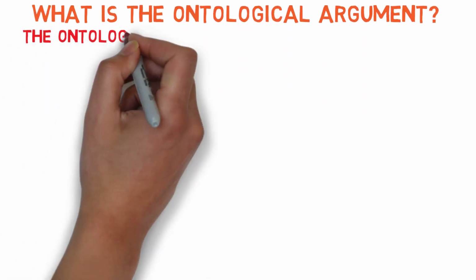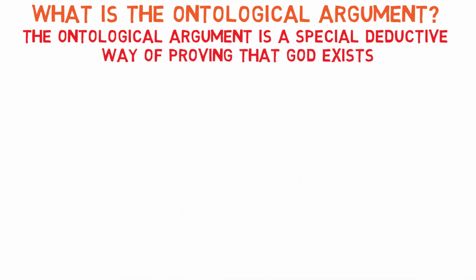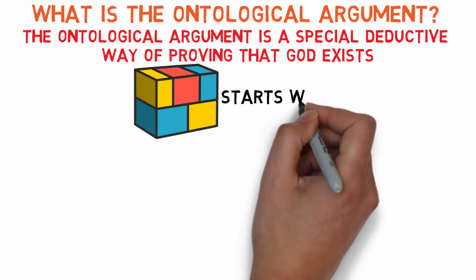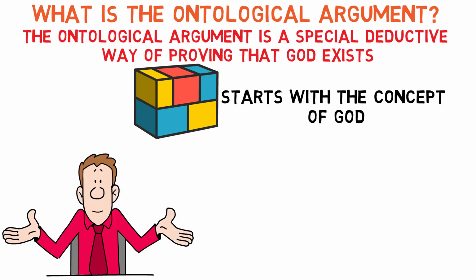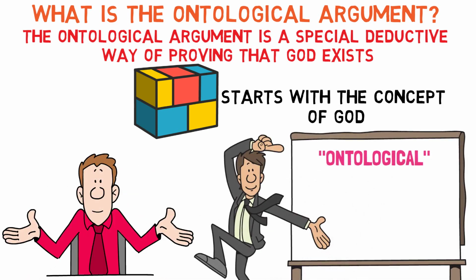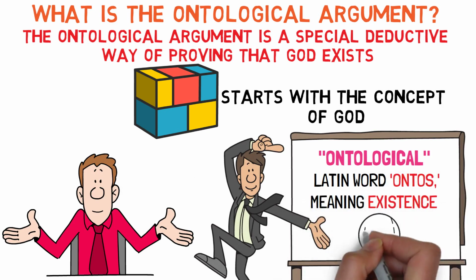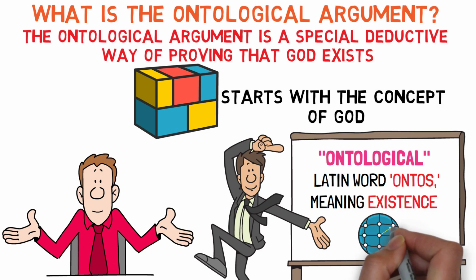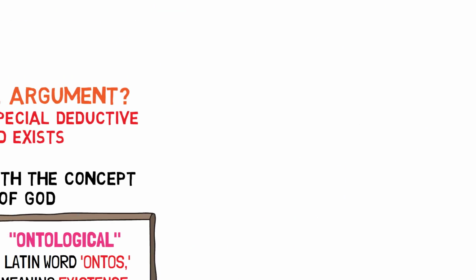The ontological argument is a special deductive way of proving that God exists. It's a logical puzzle that starts with the concept of God and doesn't need any real-life experience. We call it ontological because that comes from the Latin word ontos, meaning existence. So let's explore how this argument connects the dots and reveals the existence of God, all without needing evidence from our senses. We'll also explore some of the criticisms to this argument along the way.